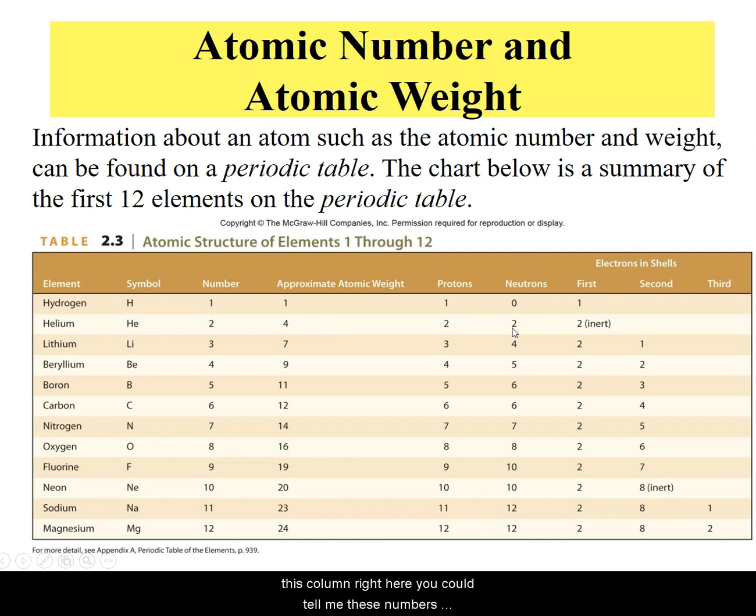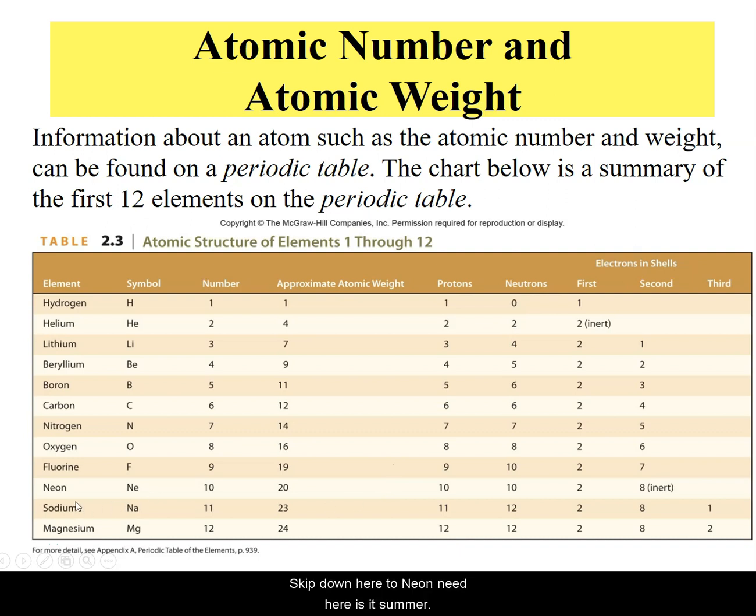If we didn't have this column right here, you could tell me these numbers because you know the number of protons and you know the atomic weight, and you just subtract. But if I gave you the atomic weight and the atomic number, you should be able to give me the number of protons, subtract that from the atomic weight, and that would give you the number of neutrons.